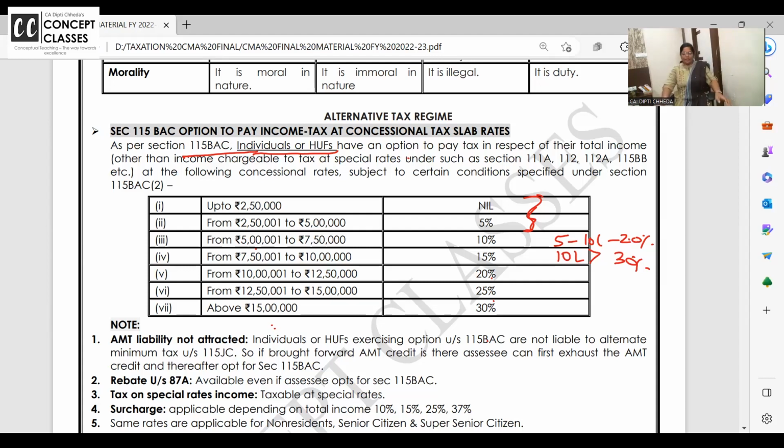So these tax rates you will have to remember: up to 2,50,000 nil, 2,50,000 to 5 lakh, 5%, 5 lakh to 7,50,000, 10%, 7,50,000 to 10 lakh, 15%, 10 lakh to 12,50,000, and so on. For every 2,50,000 increase, the percentage increases by 5%.